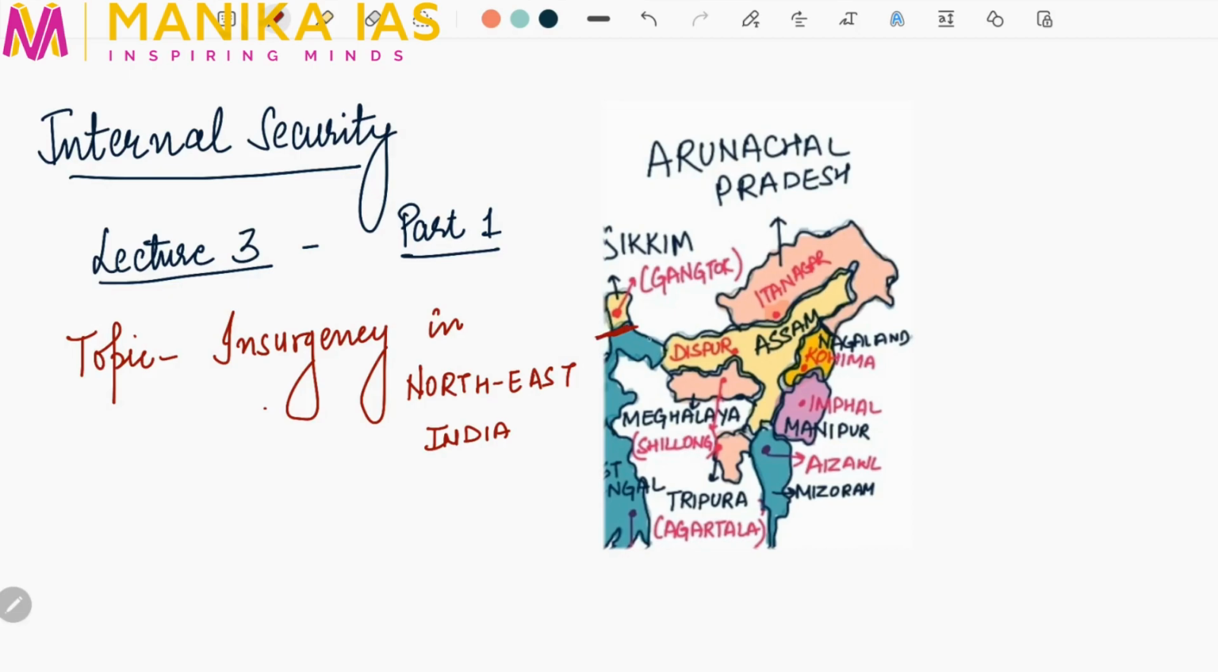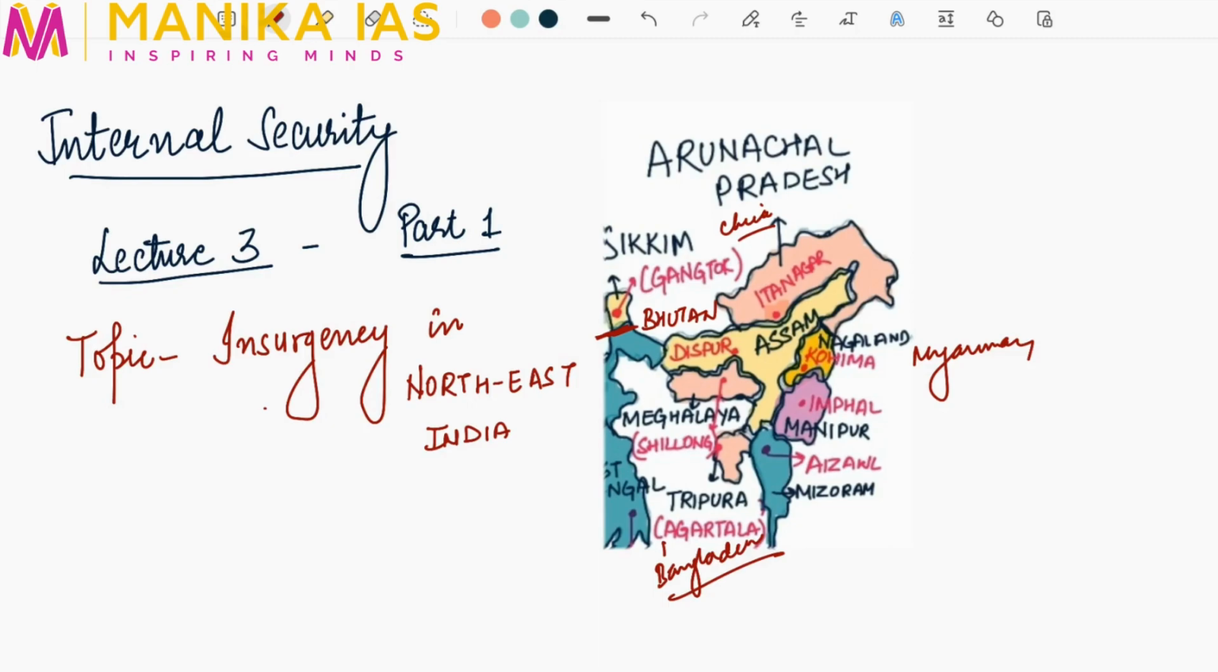It shares almost 99% of its border with international states. Here you have Bhutan, here you have China, here you have Myanmar, and here Bangladesh. And this itself depicts the strategic importance of this region, and this region is inflicted by insurgency. So you understand how important this region is from the internal security point of view of India. So this is about the geographical location. Further, it is largely a mountainous region and full of natural resources.